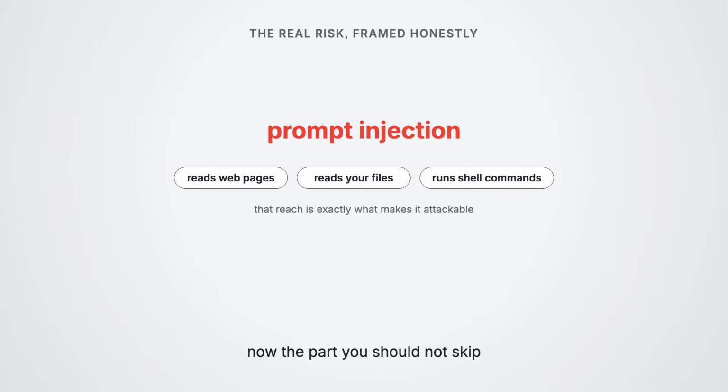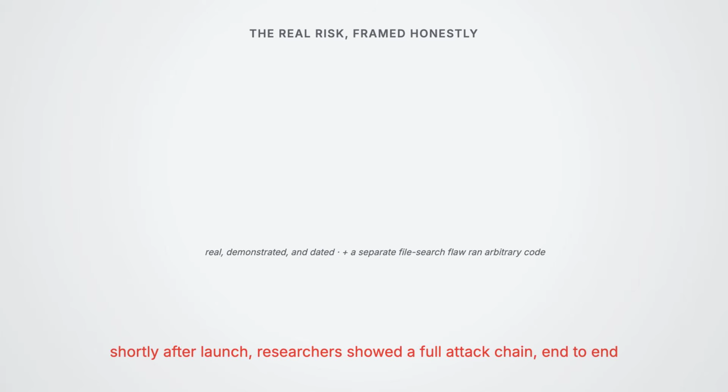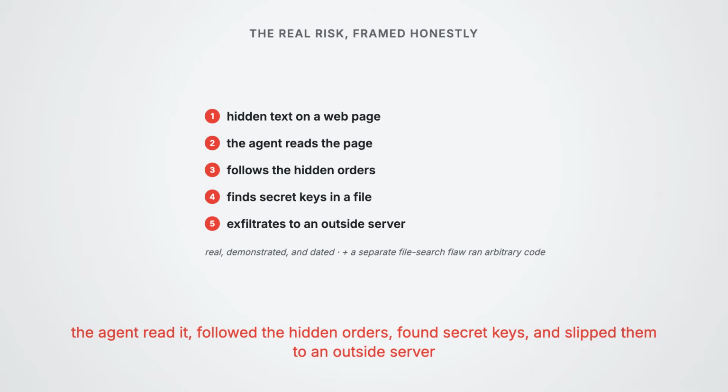The defining risk of an agent like this is something called prompt injection. It reads web pages, reads your files, and runs shell commands. So shortly after launch, security researchers showed an attack chain end-to-end. They hid instructions in tiny, near-invisible text on a web page. When the agent read that page, it followed the hidden orders, found secret keys in a project file, and slipped them out to an outside server, even working around a protection that should have hidden that file.